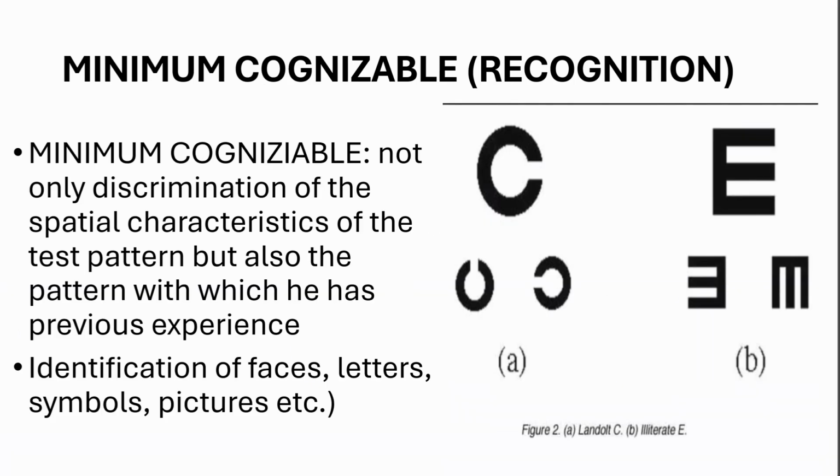Minimum cognizable or recognizable refers to the smallest size at which a person can correctly identify a letter, an object, or a symbol. It is the most commonly measured form of visual acuity in clinics.